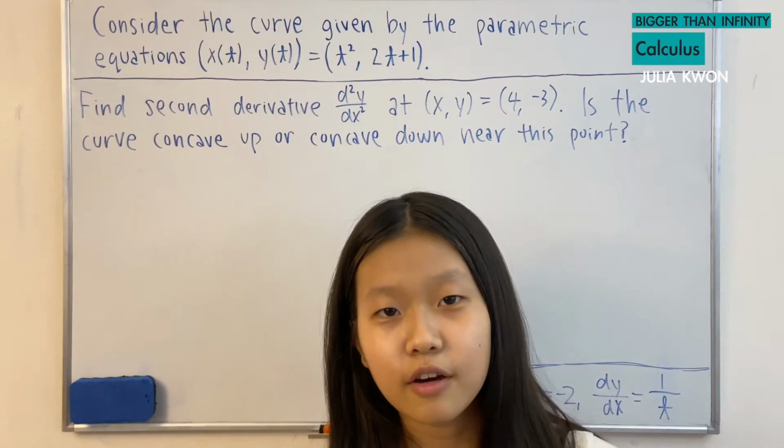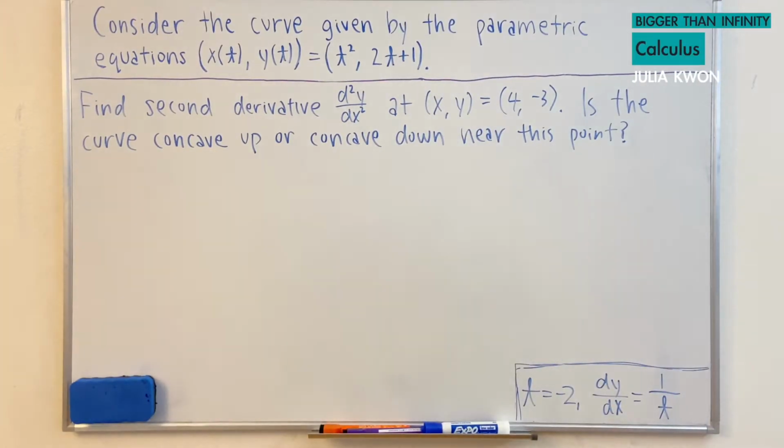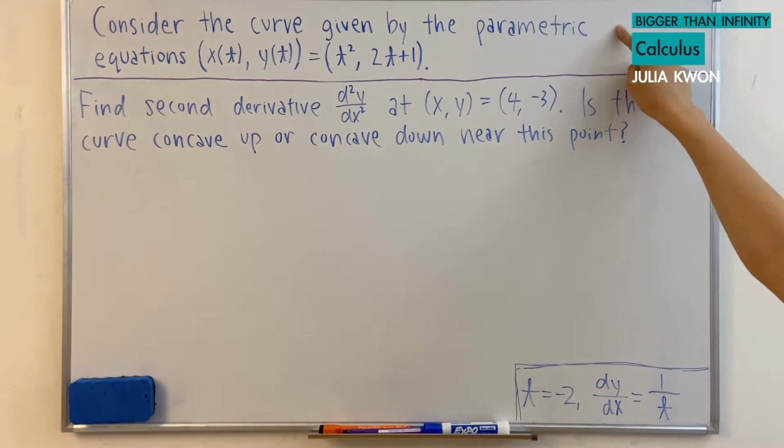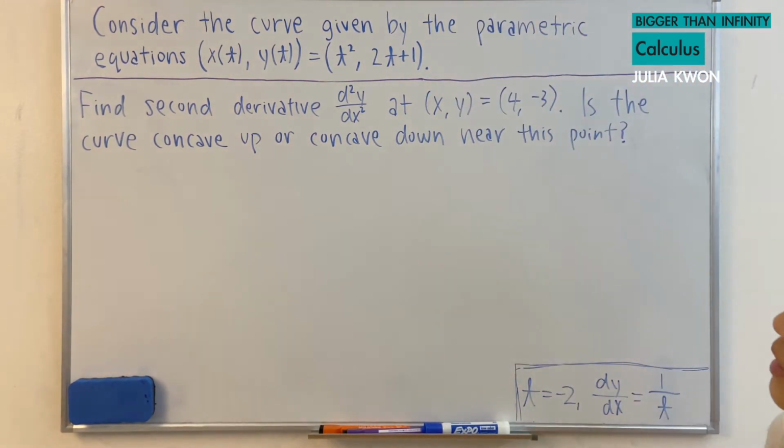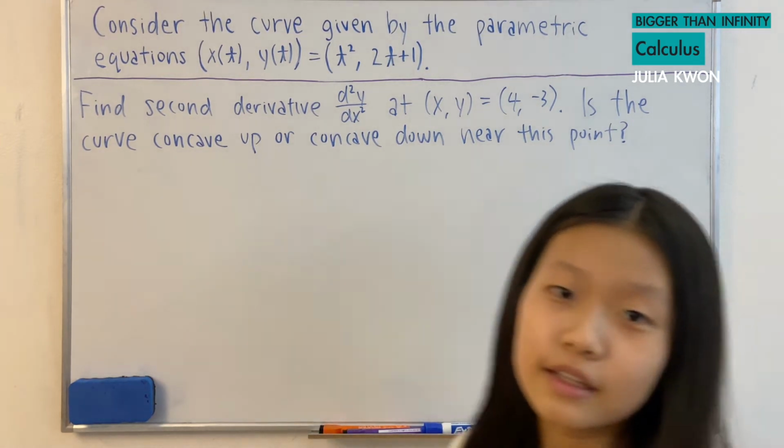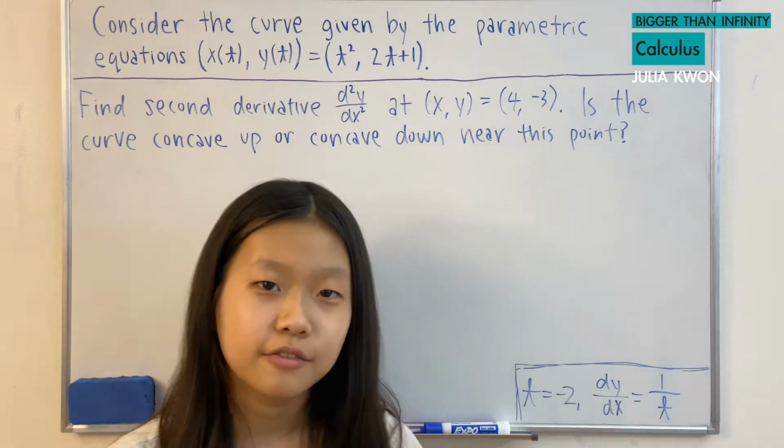My last video was about parametric equations, and this video leads on from it. In my last video, we found that t is equal to negative 2 and dy divided by dx is equal to 1 divided by t. If you don't know why this is, then you should go look at my last video.